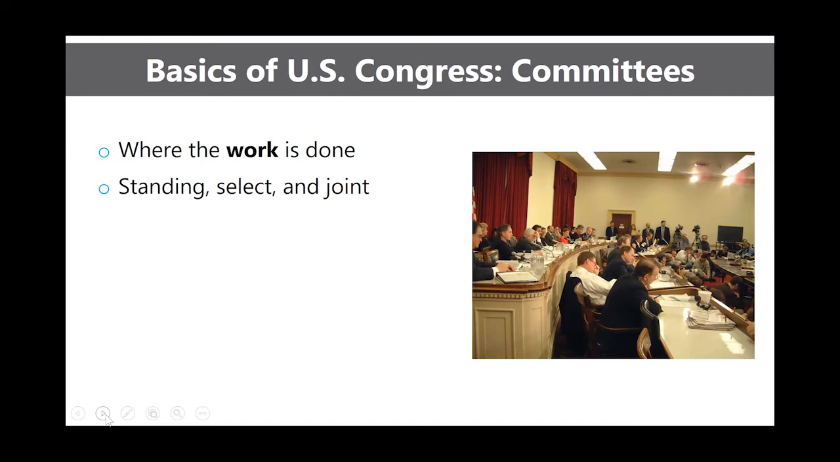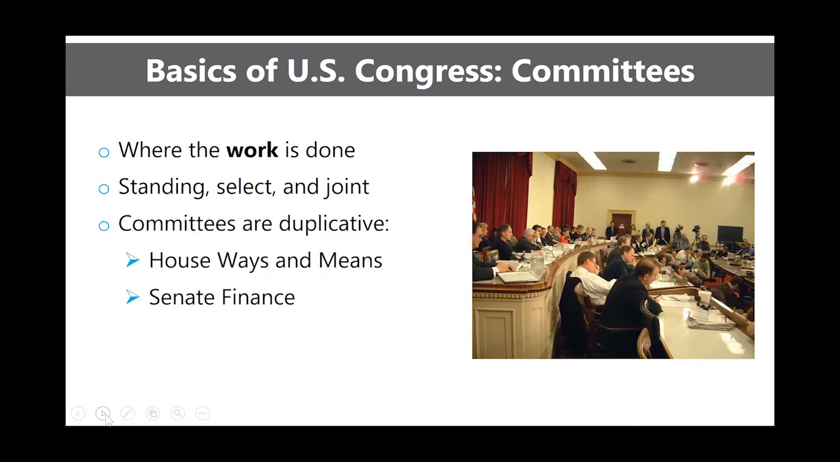So when you traditionally think of a congressional meeting or a congressional committee, what you traditionally think of is one of the standing committees, ones that consider bills and issues and recommend measures for consideration by the entire chamber.